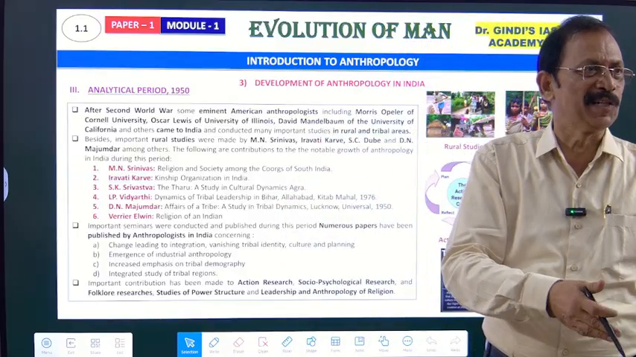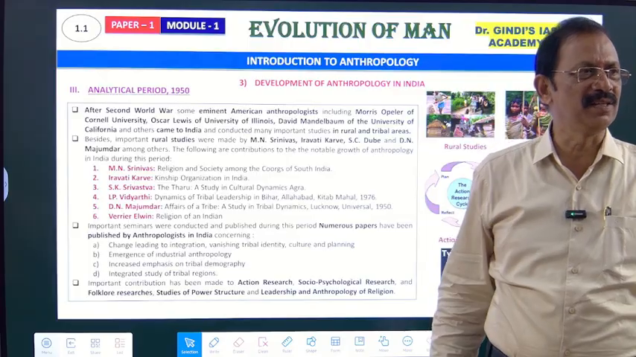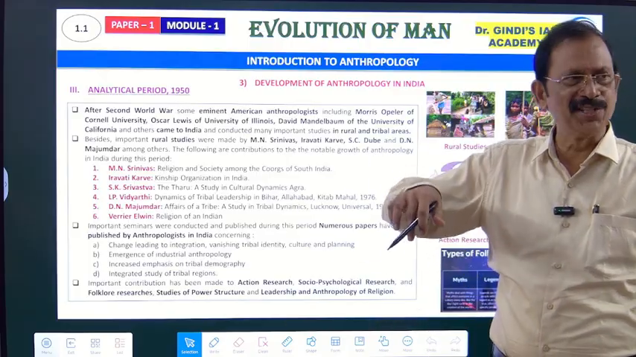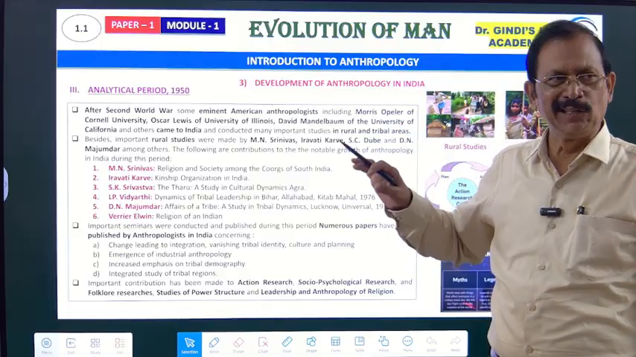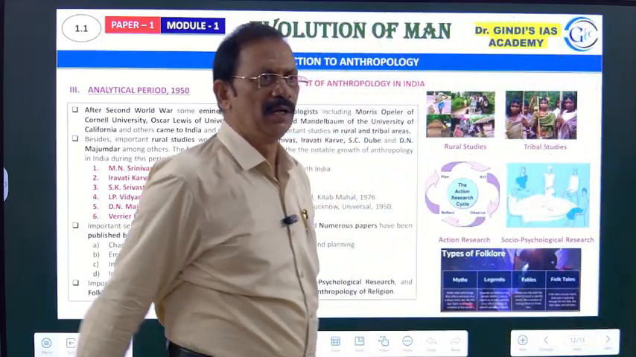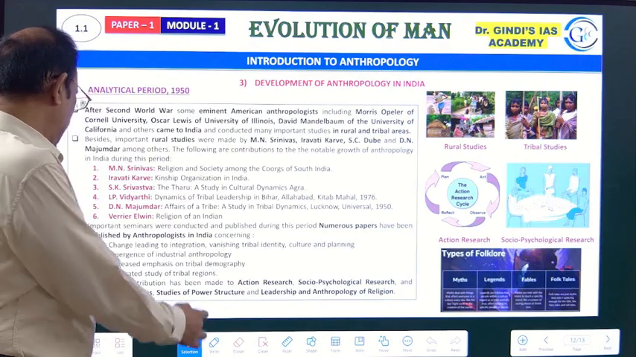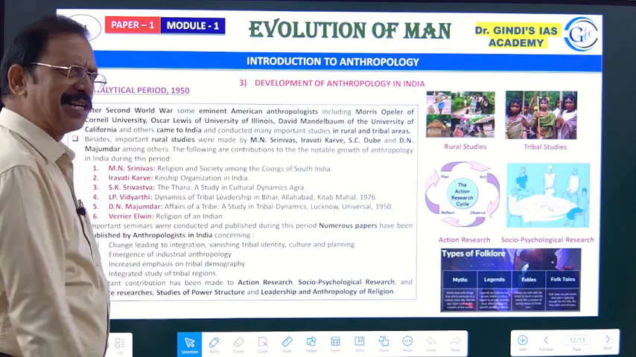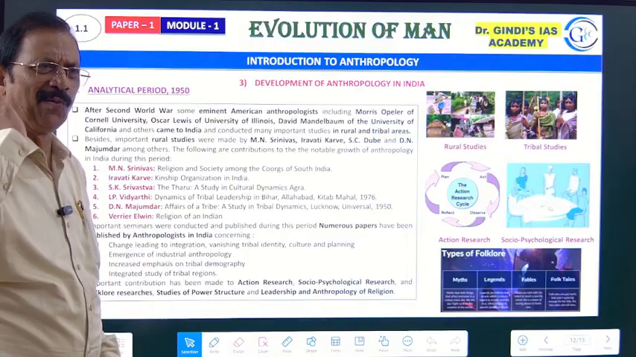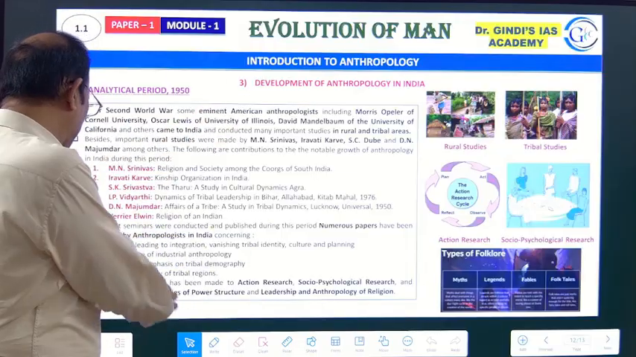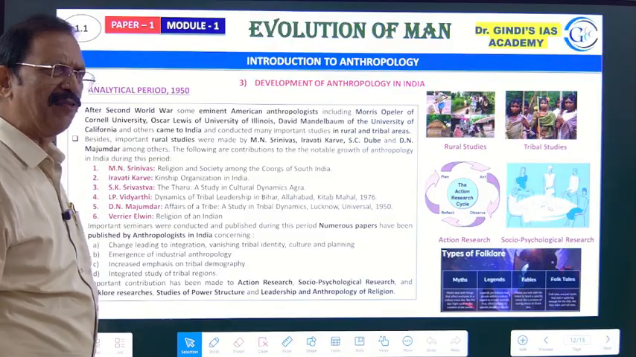These are the expected questions that are going to come in UPSC. So to understand all these things, you should be aware of anthropology in detail. That's why I am giving this information. Yes, the emergence of industrial anthropology, one separate branch. What is the impact of industries? Then increased emphasis on tribal demography.